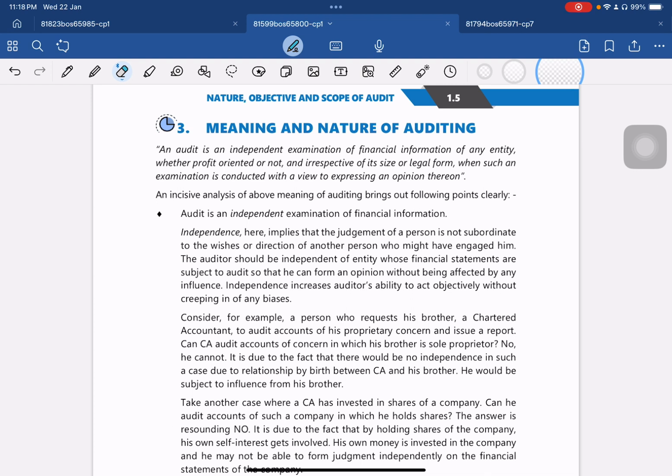What is independence? Basically, independence is a state of mind in which the auditor is not subordinate to the decisions, to the judgment of any other person who might have engaged him. So basically, the auditor should be independent of the entity. He should not be under any coercion or undue influence of any other person. Right. So this is one of the major points you have to keep in mind throughout.